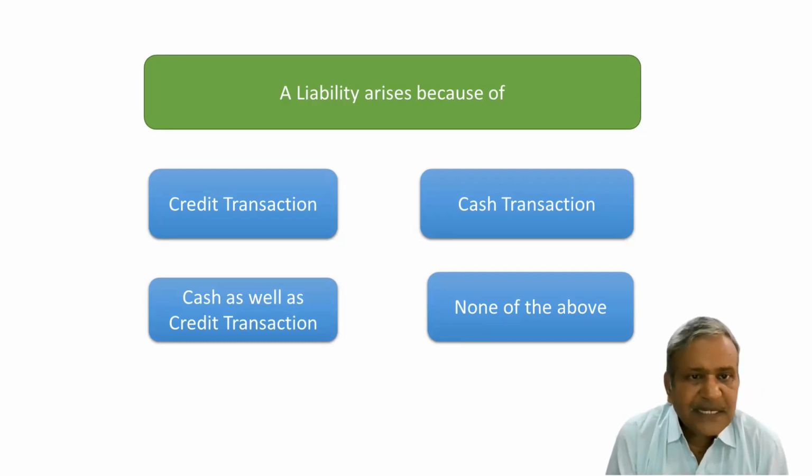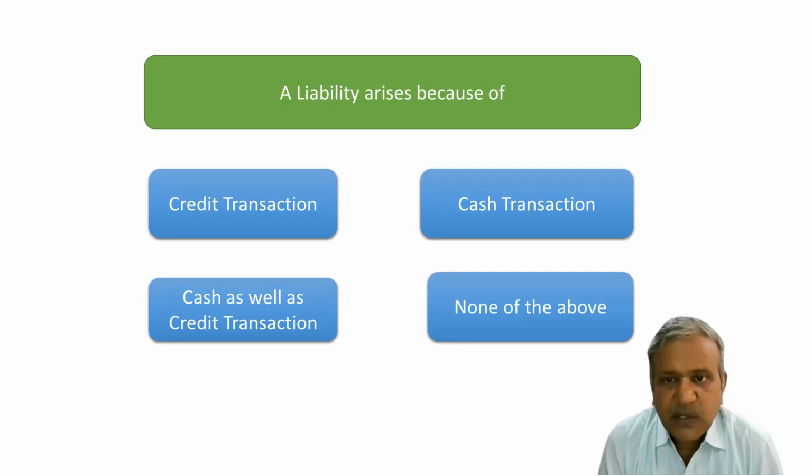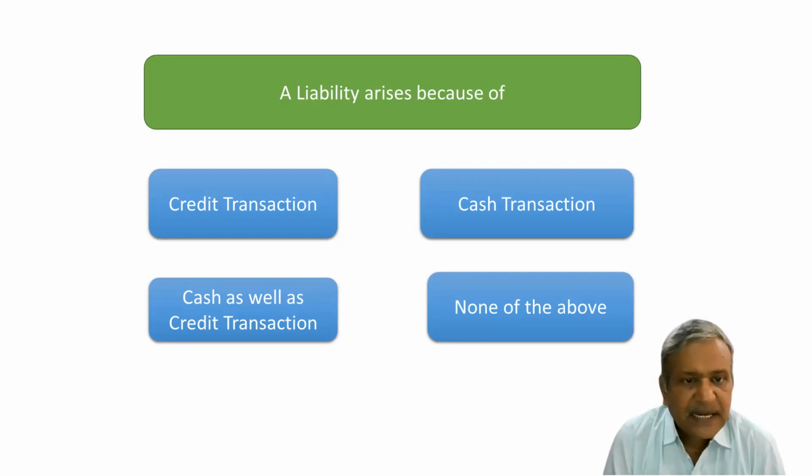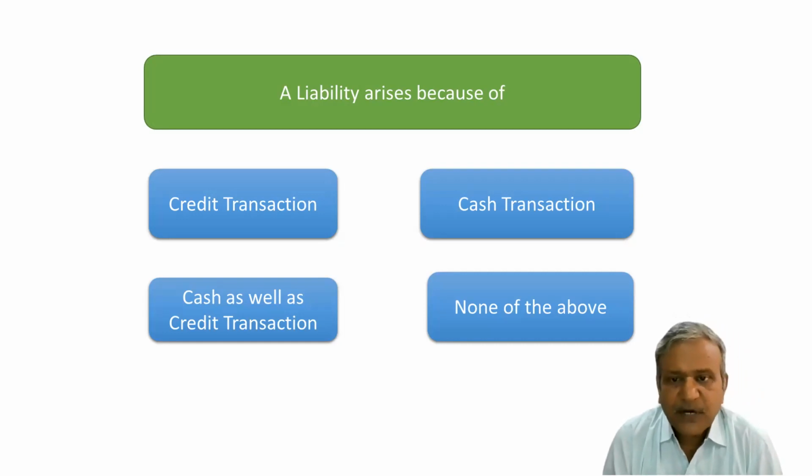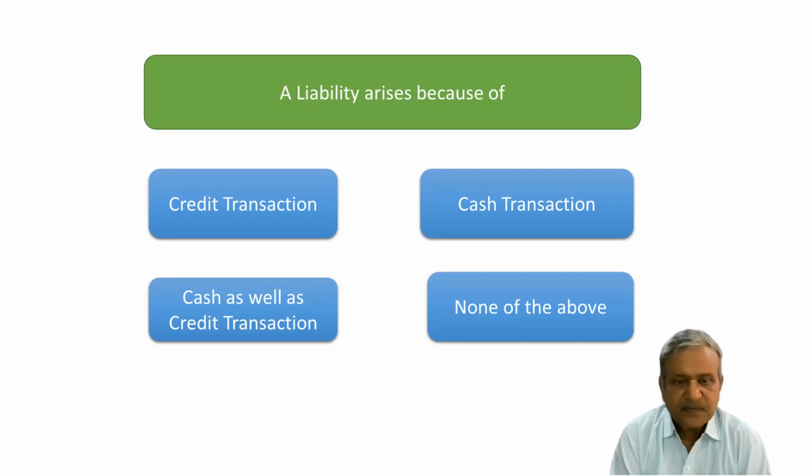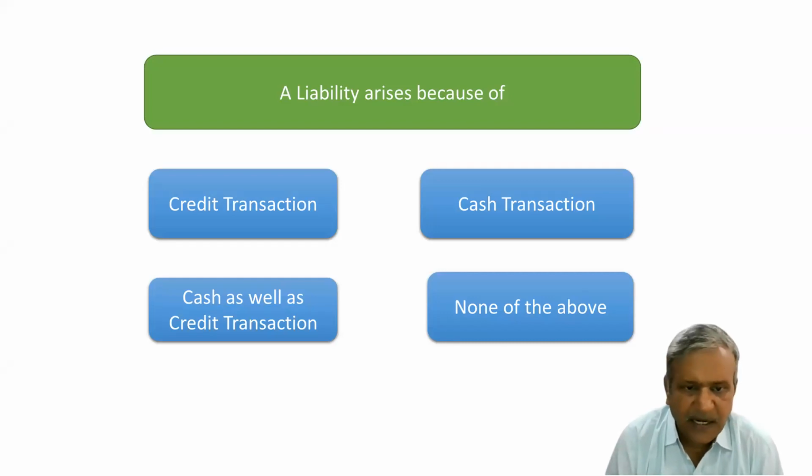1, 2, 3. Number 1 is credit transaction. Number 2 is cash transaction. Number 3 is cash as well as credit transaction. Number 4 is none of the above. Please, all of you, put it fast on the chat box, because I want the answer from all of you.